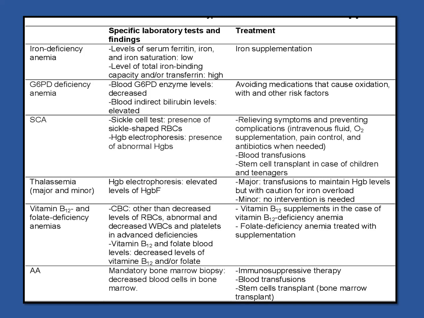B12 and folate: if you see B12 deficiency, you're going to give B12 supplements. If there's a low folate level, then you're going to be giving folic acid. Aplastic anemia, then you're going to do immunosuppressive therapy accordingly, right?